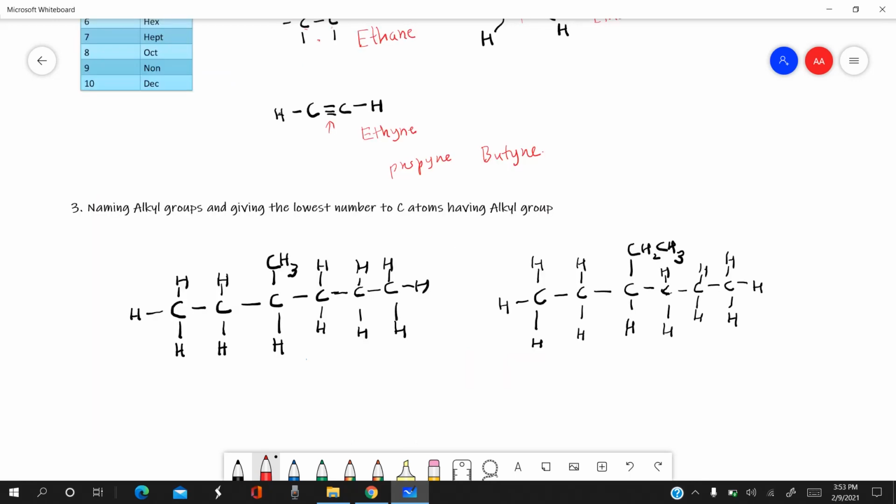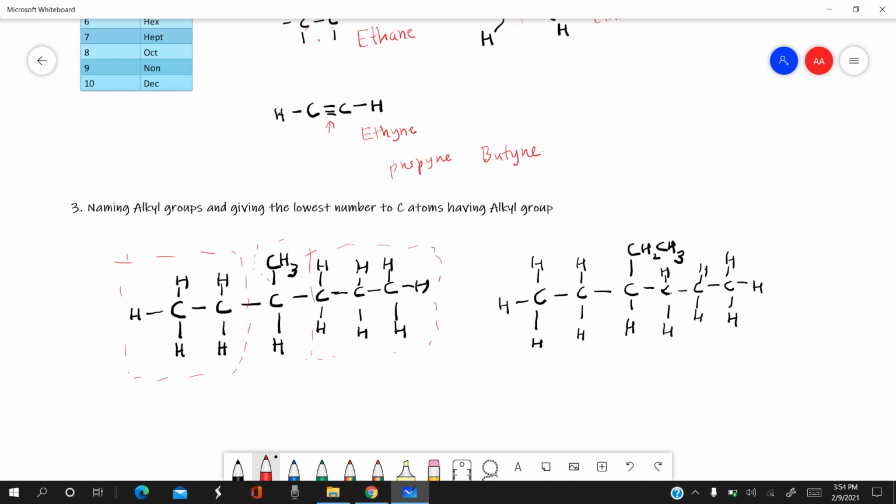Now about the alkyl groups. Alkyl groups basically mean that if you remove one hydrogen from an alkane, it's an alkyl group. For example, this part is an alkyl group, and this one is an alkyl group. This one is an alkyl group.